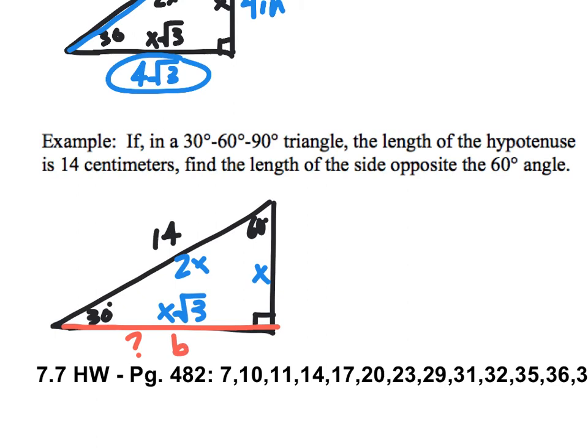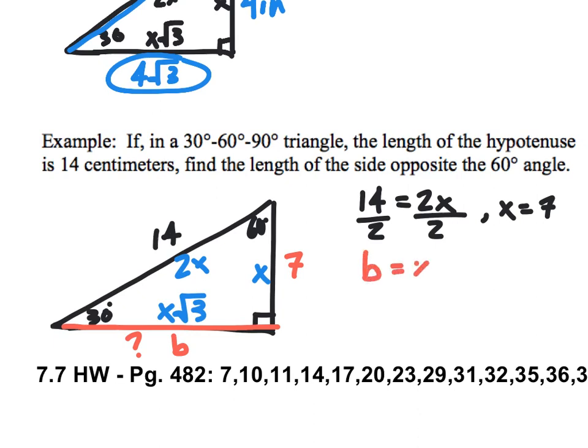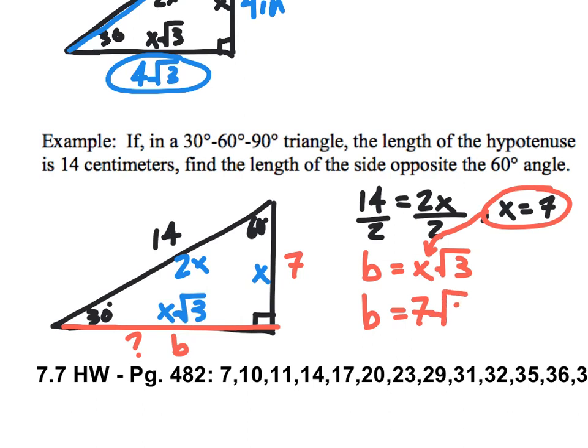All right, so here's what I got. I'm going to set up an equation that 14 is equal to 2x. I'm going to divide both sides by 2 and by 2, so I get that x is equal to 7. So this length over here is 7. But if I wanted to find the length of b, which is x times the square root of 3, then I simply just take 7, substitute it in here, and find that my length of b is equal to 7 times the square root of 3. Okay, now since they didn't tell us to round it to anything, I'm just going to leave it like that, and that's my answer. So, okay, that's all I got for this section.